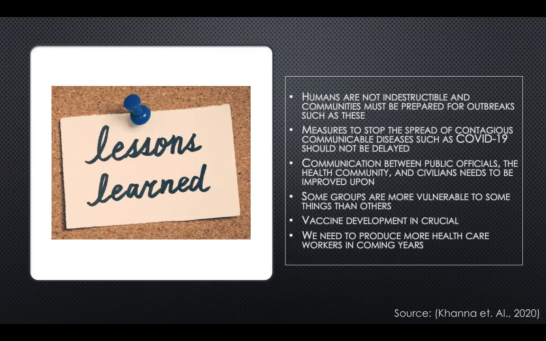And then we need to learn from this that vaccine development is crucial. This just shows us why herd immunity and getting these vaccines is so important. And then finally, an overall thing that we need to do as a country is produce more healthcare workers. There's a huge deficiency in the amount of healthcare workers we have in the U.S. right now. We're really needing more nurses, especially. So we just have to keep these things in mind moving forward.